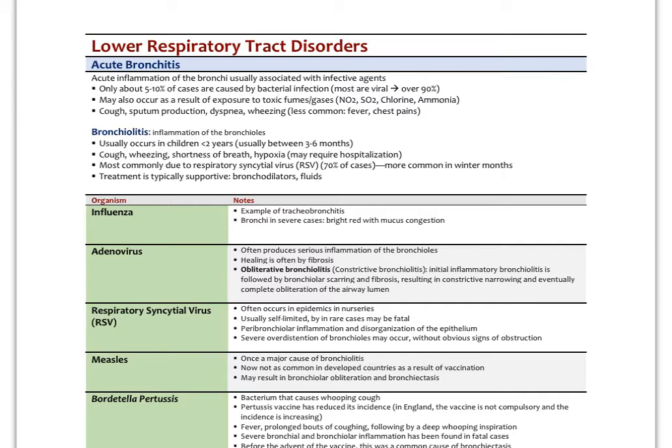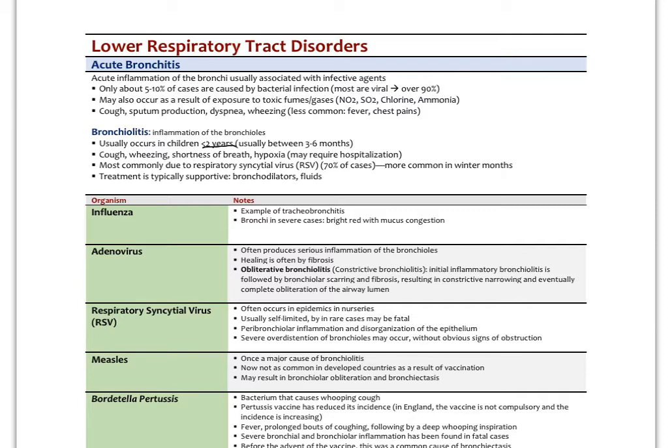Cough, sputum production, shortness of breath, wheezing, less commonly fever and chest pains are going to be classic symptoms of acute bronchitis. Bronchiolitis is usually occurring more in children, usually under 2, so usually between 3 and 6 months. They get coughing, wheezing, shortness of breath, and again, you might see that tripod position, the real signs of respiratory distress, and this may require hospitalization.